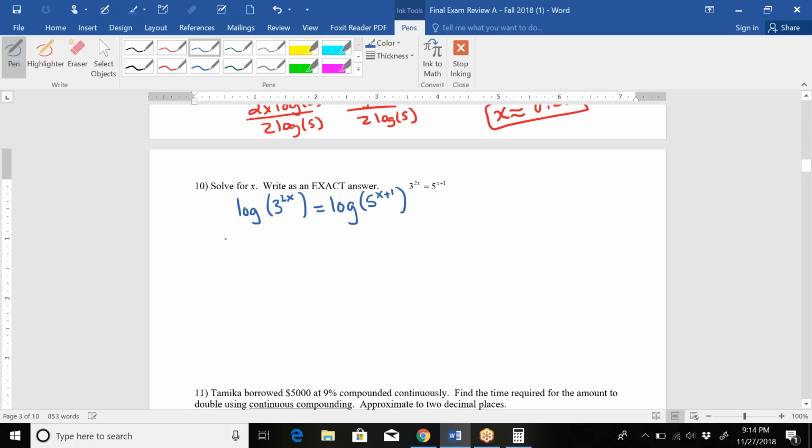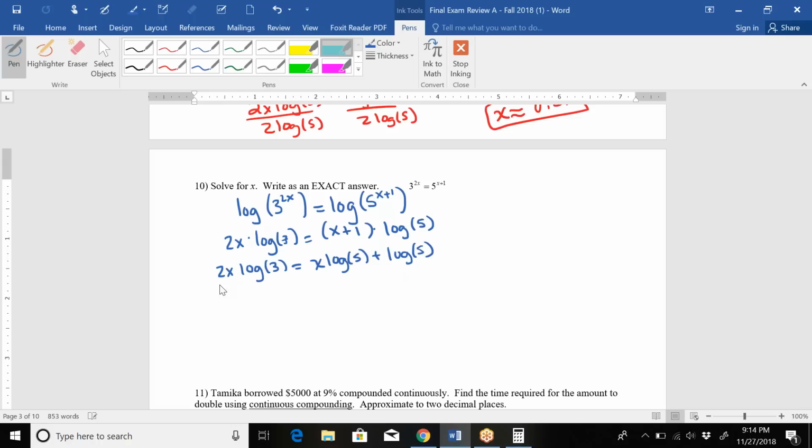So I'm going to pull the 2x to the front, so that's 2x times log 3. Be careful when you pull a binomial to the front. It is safer to put it in a parentheses so that you don't lose anything, and then this is just log 5. We need to get all the x terms on one side. Right now that's kind of impossible because this is an x plus 1 times a log 5. So what we do is we distribute that log 5 to both of those terms in that binomial. So that's x log 5 plus 1 times log 5 would just be log 5.